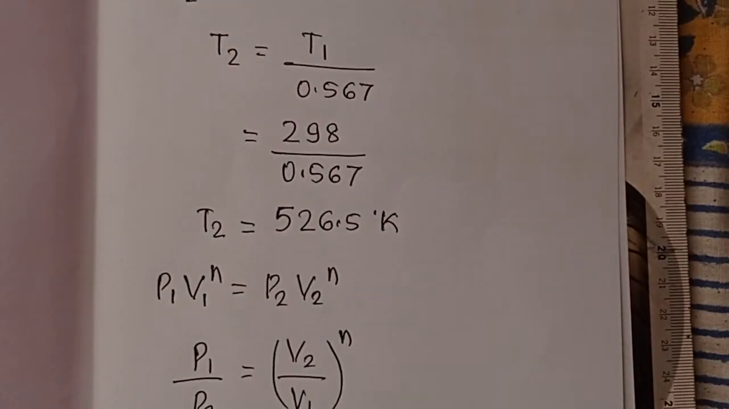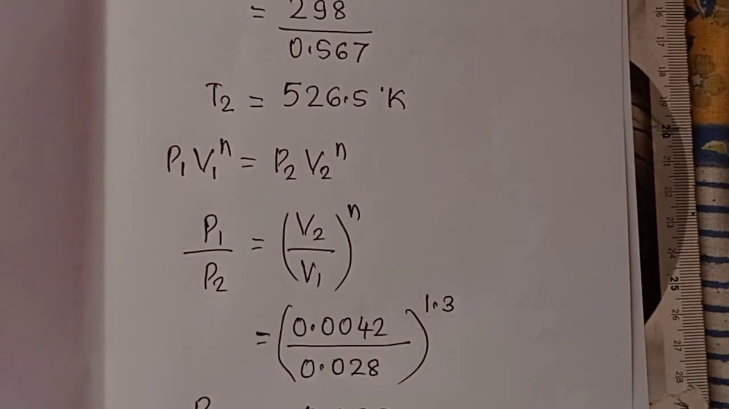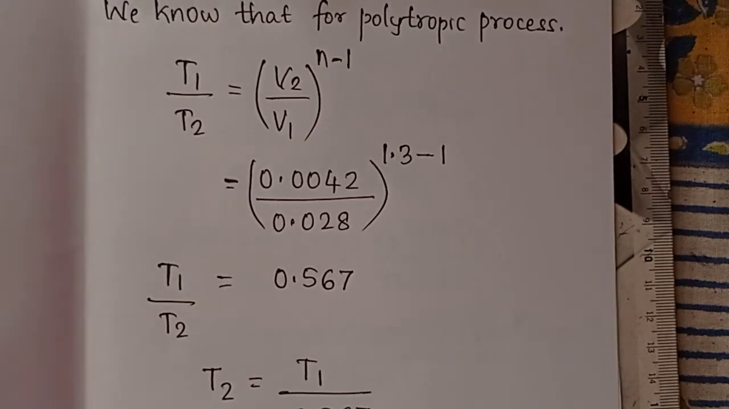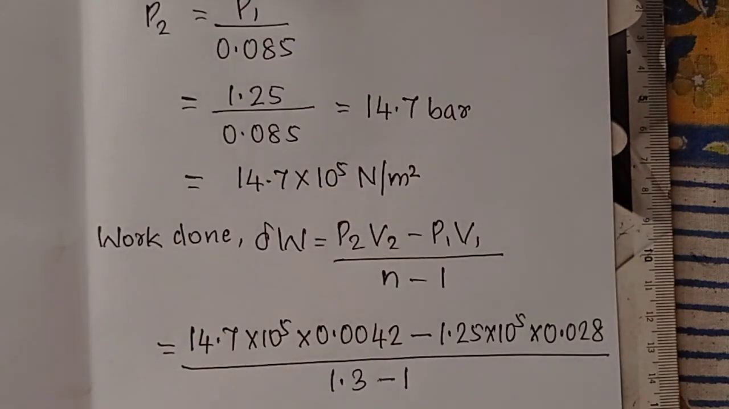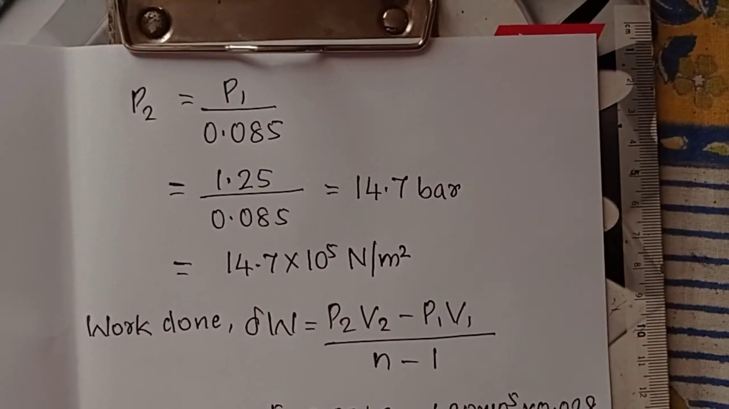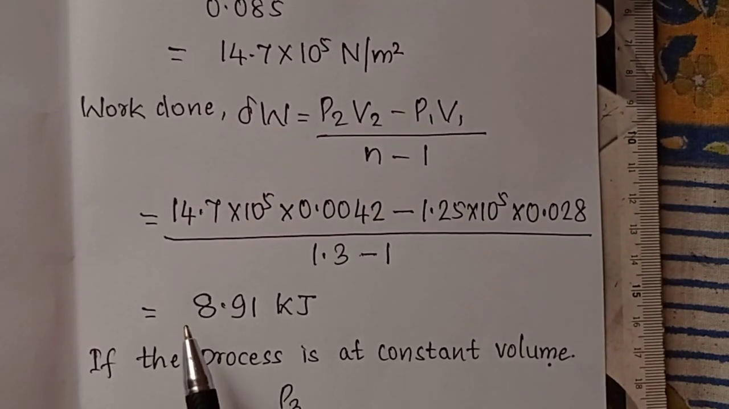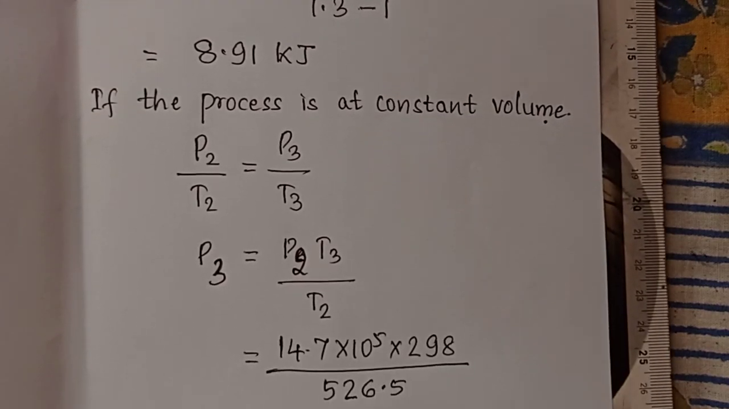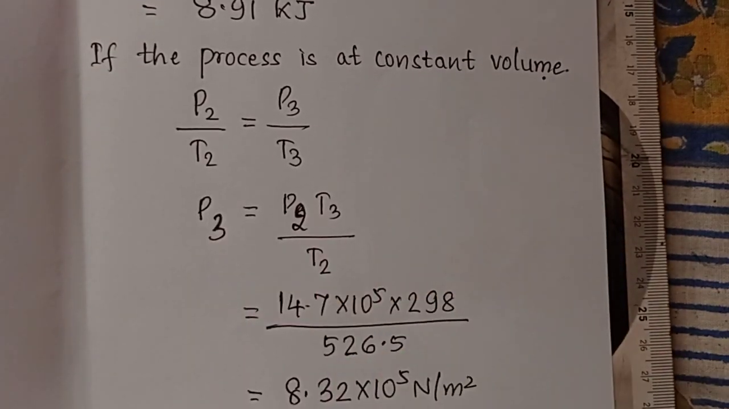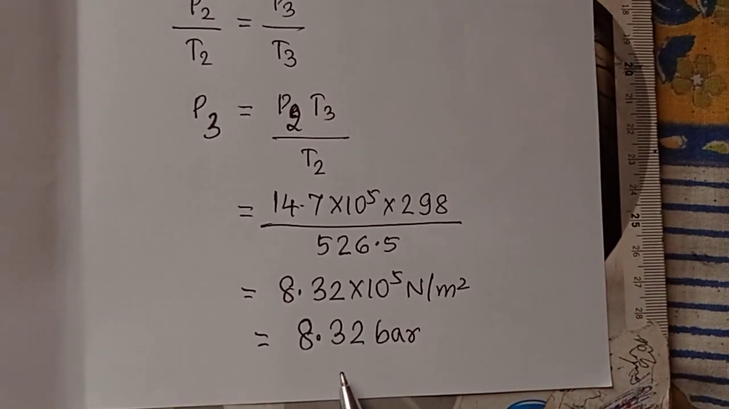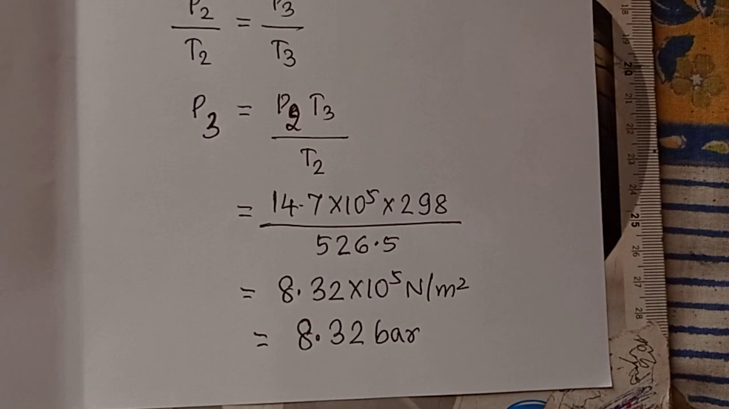Then we have taken the P and V relation and then we have found out the value of P2, as 14.7 bar. Then we have calculated the value of work done. Work done you have got it as 8.91 kilojoules. And the last one, if the process is at constant volume, then we have found out the value of pressure as 8.32 bar. So we'll continue in the next session and solve few more problems. Thank you.